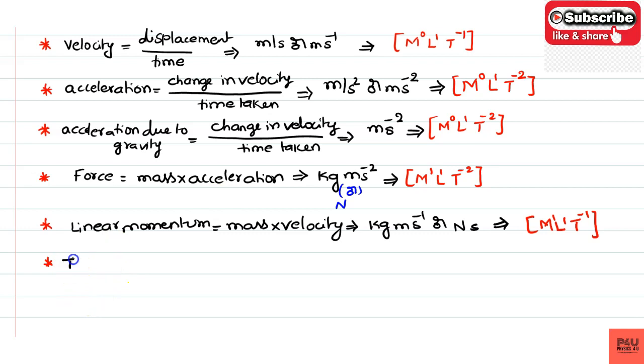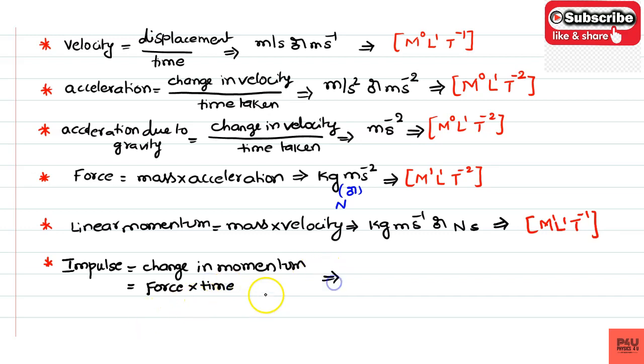Next, what is meant by impulse? Already I told you that impulse is nothing but change in momentum. Or another formula we have is force into time. You can write the unit of force as kg meter per second square, into the time unit, second. So you'll get finally kg meter per second.